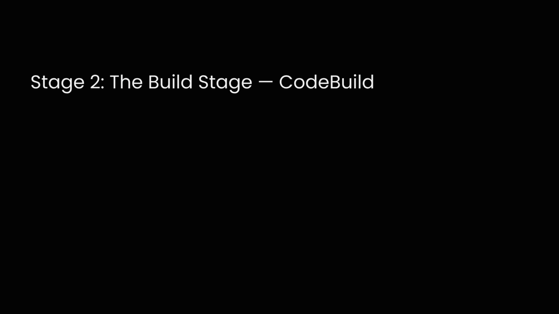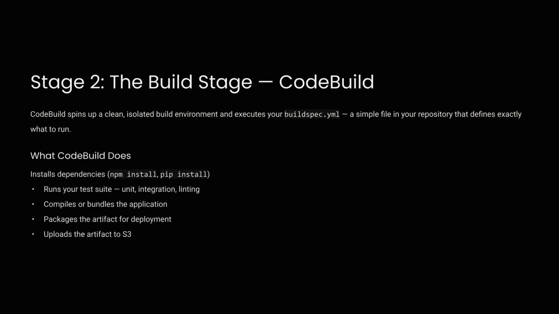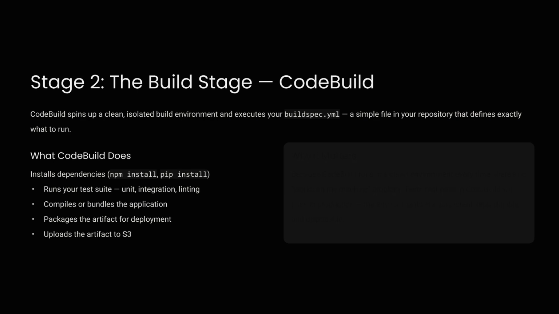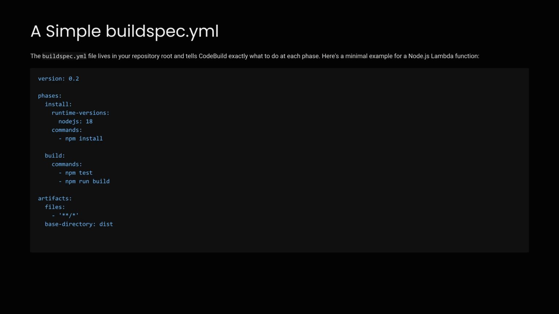Stage 2 is the build stage, powered by CodeBuild. It spins up a clean, isolated build environment and executes the buildspec.yml file. CodeBuild installs dependencies, runs the test suite, compiles the application, packages the artifact, and uploads it to S3. Because CodeBuild runs in a clean environment every time, tests that pass here will pass in production, ensuring consistency and reproducibility. The buildspec.yml file tells CodeBuild what to do at each phase.